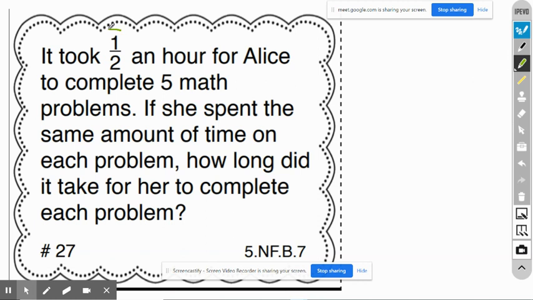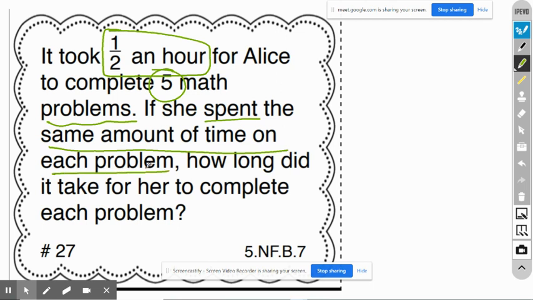It took half an hour for Alice to complete 5 math problems. So she tried to understand this. Okay, in half an hour, Alice completed 5 math problems. Now, you all know, right? Some questions we answer faster than others. In this case, she spent the same amount of time on each problem. So whatever she spent on one problem, she spent on the other one. It was all the same for the 5 questions. And that's what we want to know, how long it took her to complete each problem.